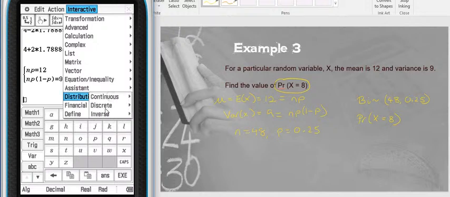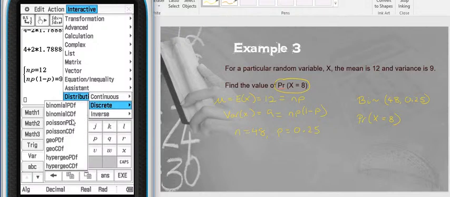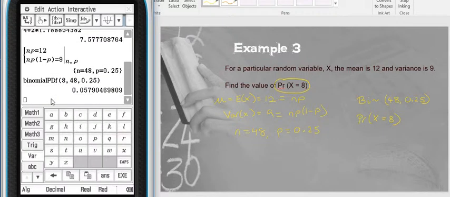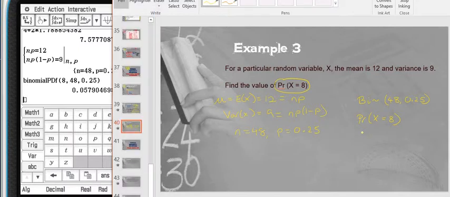Interactive, distribution, discrete. We're doing binomial PDF because we're just wanting one value. Our value of x is 8. Our trials, we've figured out our n is 48. Our probability of success is 0.25. And we click OK. And we've worked out, therefore, the probability of getting x equals 8 in this case is equal to 0.0579. So that's all that we need to know.